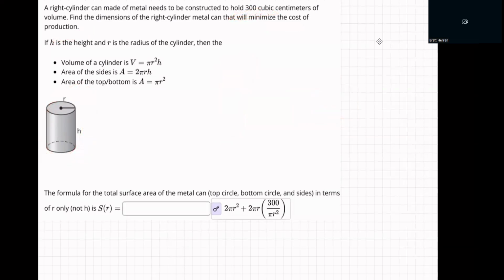Very practical question. Well, it says here the formula for the total surface area of the metal can, top circle, bottom circle, sides, in terms of r only, not h. Now how'd they come up with that? We're just doing the setup on this one. We're not going to actually get all the way to the final answer. So anyway, we need this surface area.